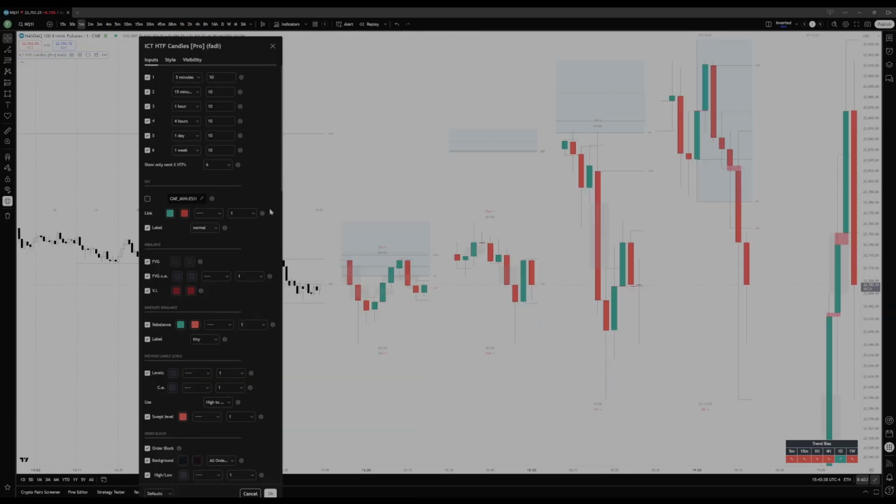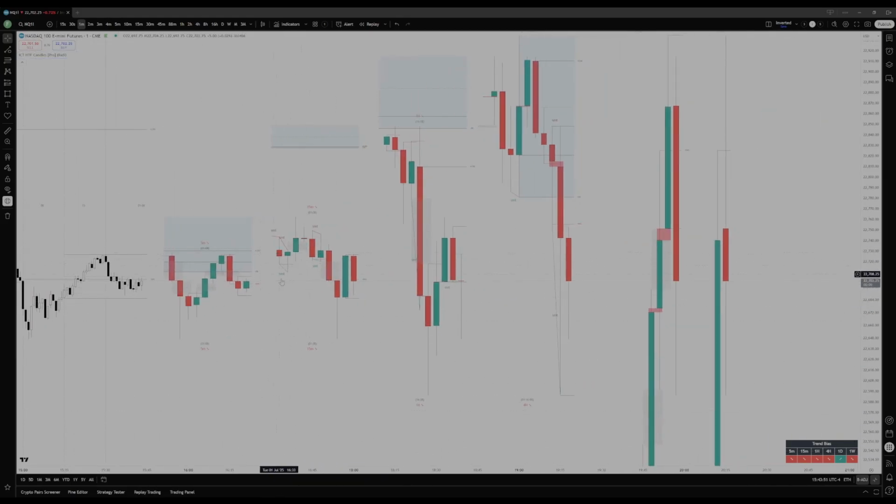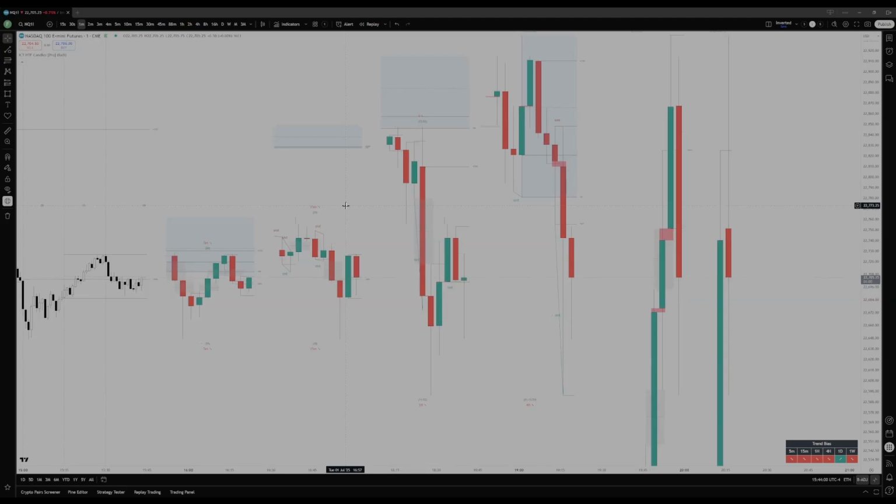Next is the SMT section. The SMT section is turned off by default because it is resource intensive. And if you're not using SMT, just keep it off. You don't need it. If you turn on SMT, you will notice on the chart itself that it recognizes and tracks the SMT with the other ticker. For example, I am on NQ. I am trying to track SMT with ES.